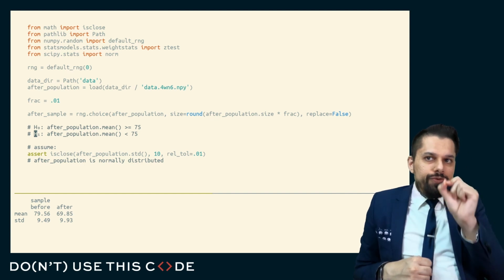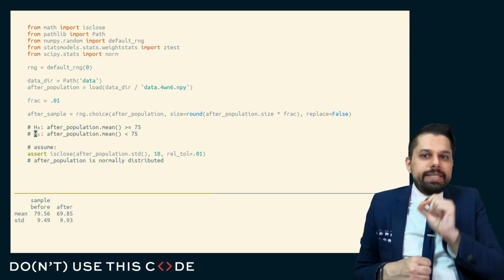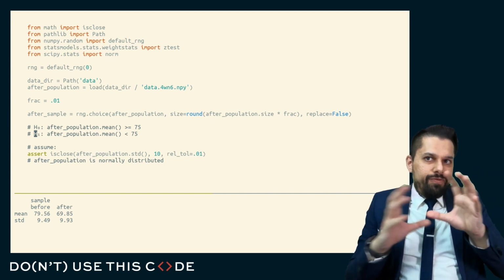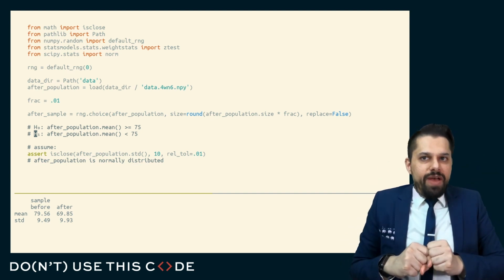If I'm looking to prove that the after population's mean is less than what it was before, and I'm fixing that before value ahead of time, I'm not going to compare the before and the after just yet, I'm just going to compare it against a fixed value.